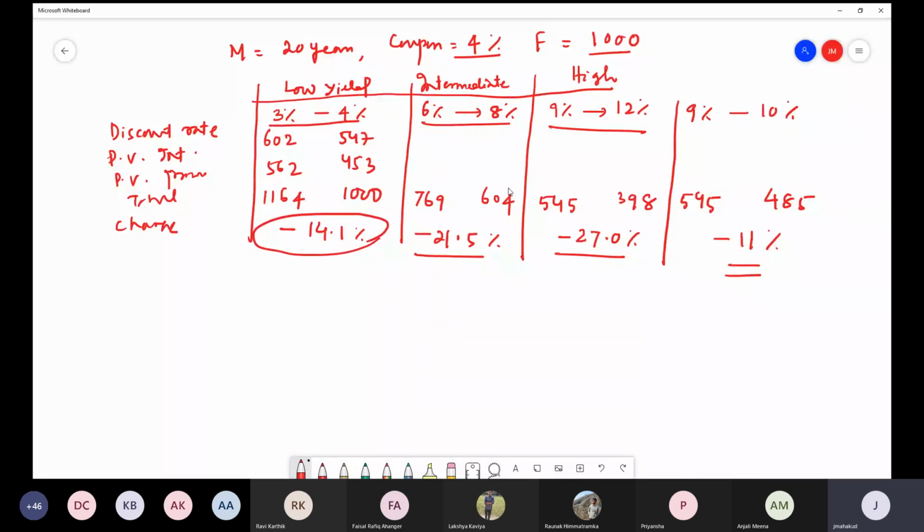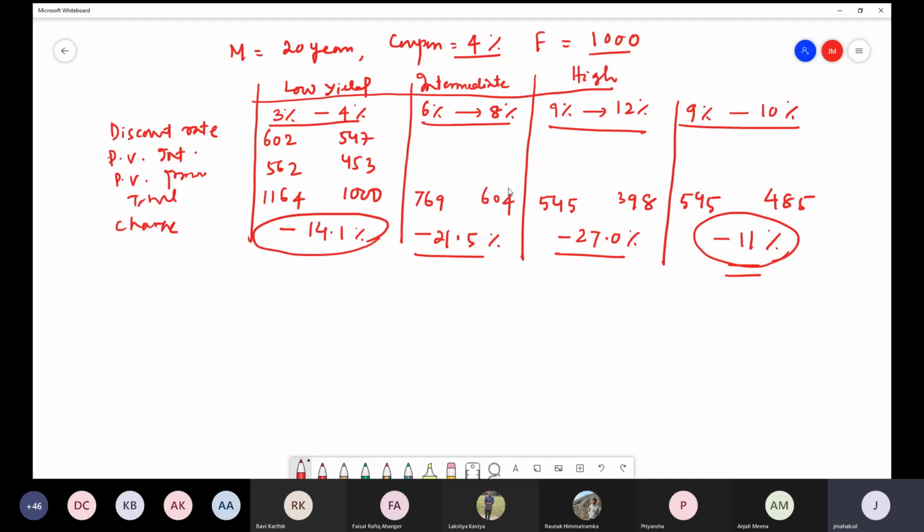But when it was 9% to 10%, we got a change of minus 11%. From 3% to 4% change, the price change was 14.1%. But with the same 1% change, from 9% to 10%, we find a change of 11%. So basically we can say that the yield level effect can differ.